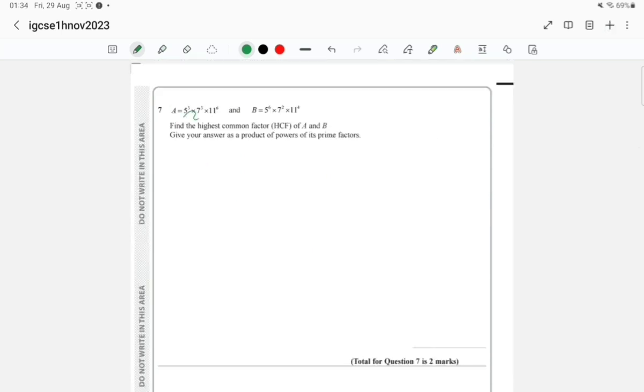Question number 7. A is equal to 5 to the power of 3 multiplied by 7 to the power of 3 multiplied by 11 to the power of 6. And B is equal to 5 to the power of 6 multiplied by 7 to the power of 2 multiplied by 11 to the power of 4. Now I need to find the highest common factor of A and B.